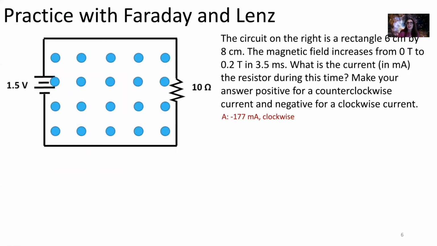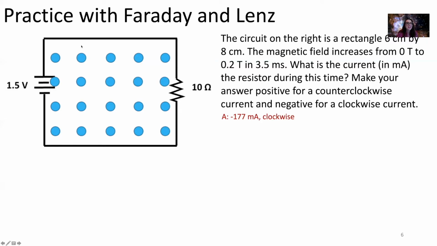And then we're going to practice with Faraday's law and Lenz's law. So here we have a circuit supplied with some EMF from a battery, and we have a resistor in our circuit, and this circuit lives inside a magnetic field. That magnetic field is going to increase from 0 Tesla to 0.2 Teslas in 3.5 milliseconds. And that's going to induce a current in our loop.